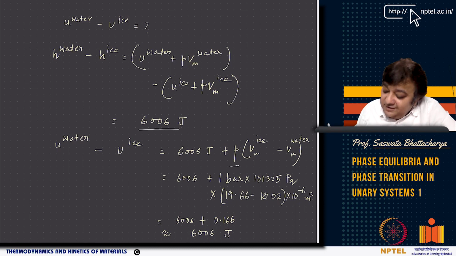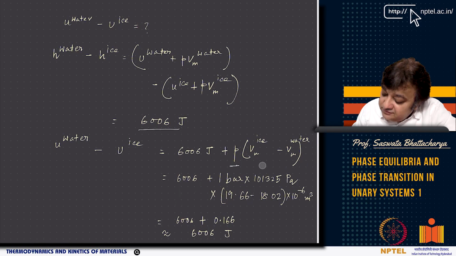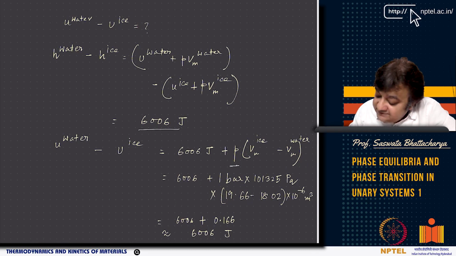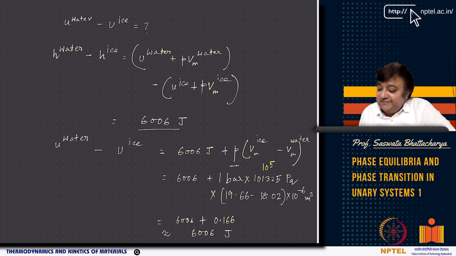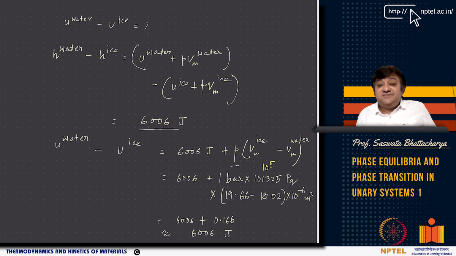P is given. P is basically 1 bar, which is 10 to the power 5 Pascal, or sometimes 101325 Pascal, and then you have this difference, 19.66 minus 8.02, in centimeter cube per mole. So you can convert it to meter cubes by multiplying by 10 to the minus 6, since 1 meter is 100 centimeters. So what you get, if you see, these are both condensed phases.